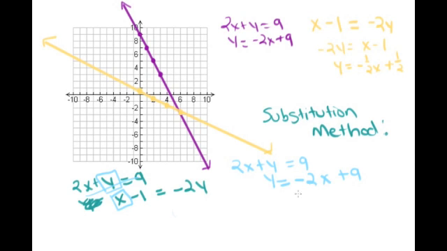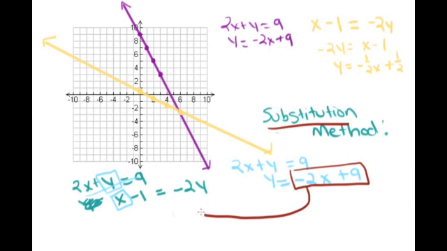So now we have y equals negative 2x plus 9. We know what y is. We know that y is negative 2x plus 9. So basically, what we do is we take this value for y and we substitute it into the other equation. So we substitute it into this equation right here because we have another equation. So let me scroll down.